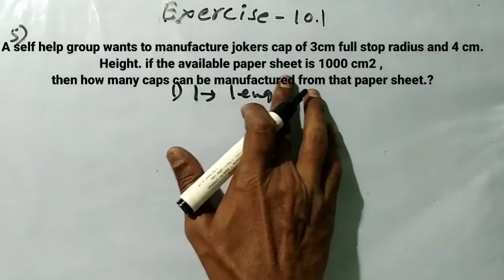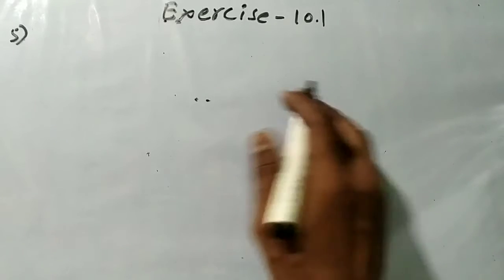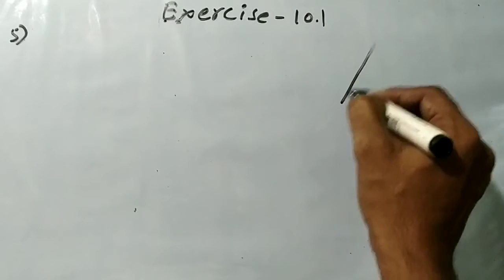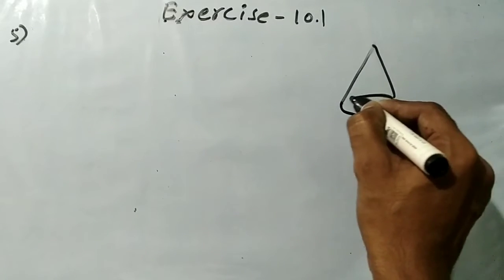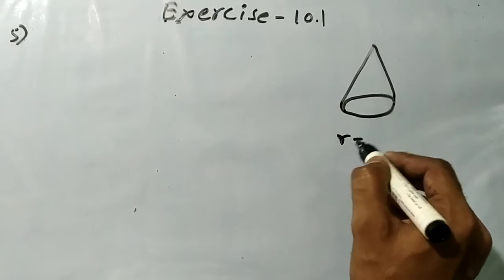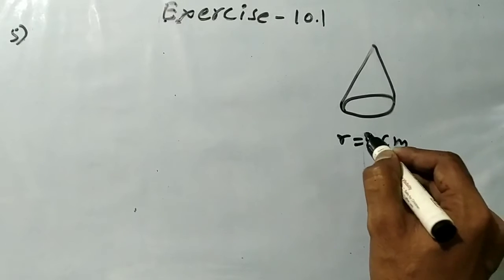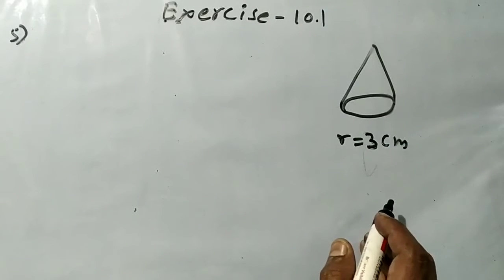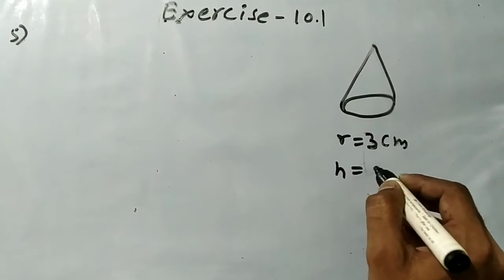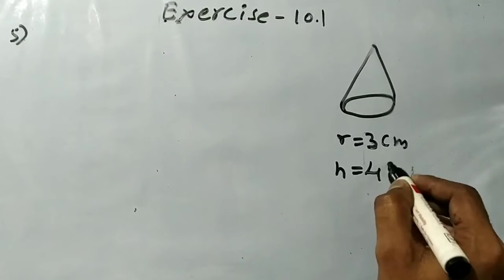So I will explain here. The question is actually, a self-help group wants to manufacture Joker's caps, which are conical caps. Nothing but they have given a hint. So conical cap is nothing but a right circular cone, which has R equal to 3 centimeters radius, and 4 centimeters is the height. So height is equal to 4 centimeters.